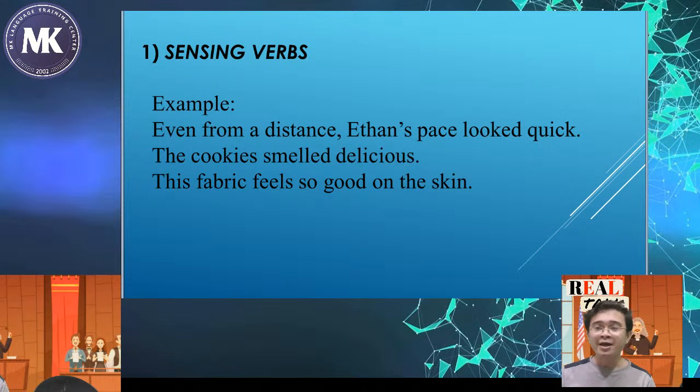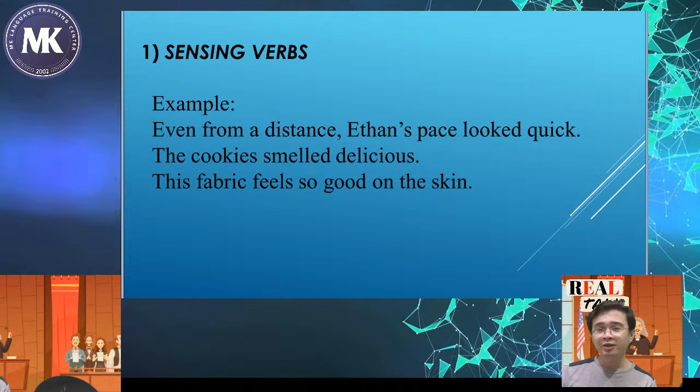And the last one, this fabric feels so good on the skin. If you want to feel the fabric, you can say this fabric feels so good on the skin. So we use our sense of touch to sense what the texture of the fabric is. And also guys, commonly for sensing verbs, we can change these verbs into linking verbs. Yeah, it's possible. If you change them into linking verbs, they still have the same meaning.